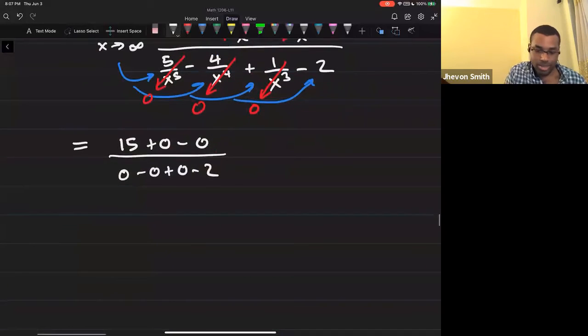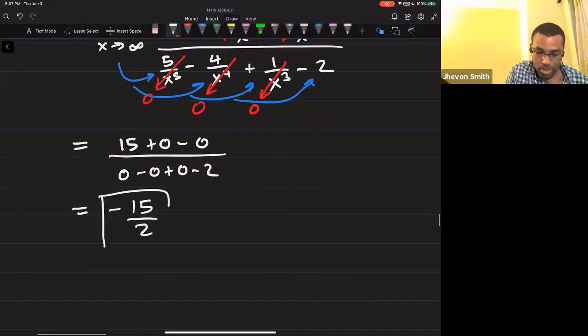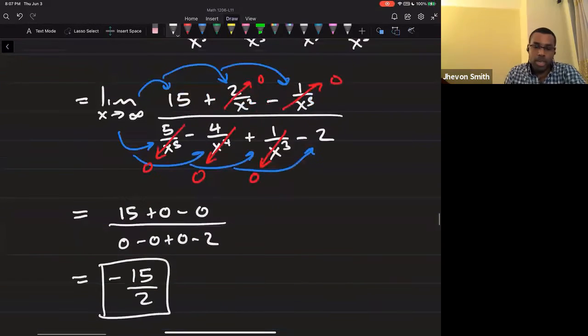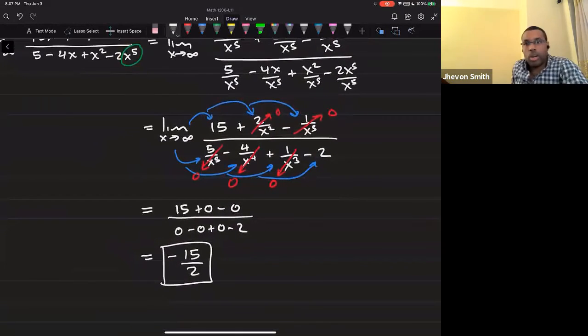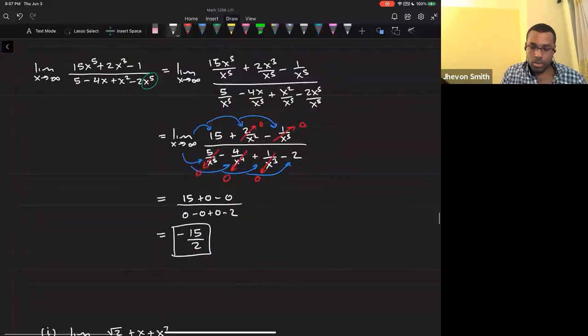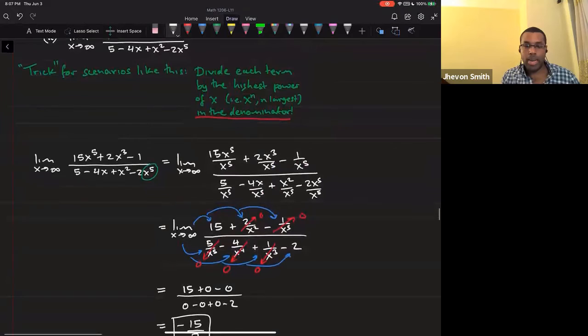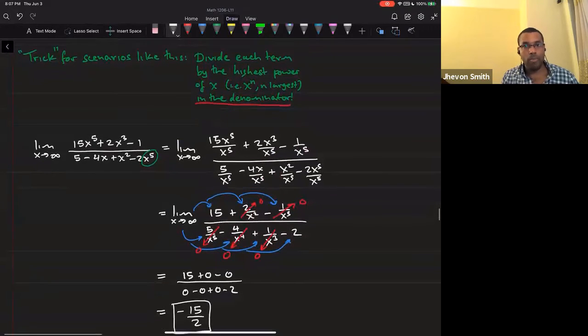It turns out that that actually gives us the answer, believe it or not, because we simplified it into a situation where we can see term by term what's happening with the limit. And so, yeah, it's a nice little trick. So yeah, that's minus 15 over 2 by doing that little trick, dividing by the highest power of x in the denominator.